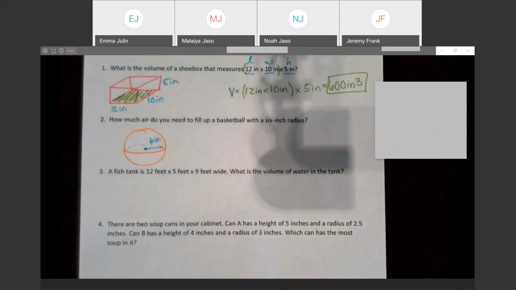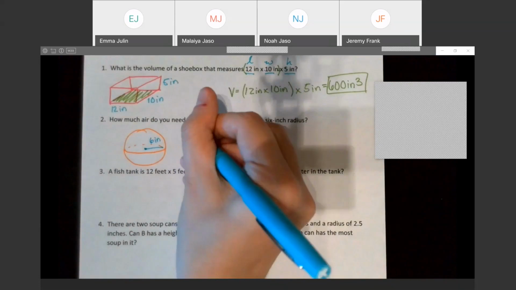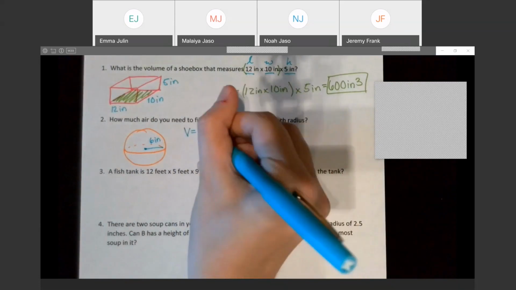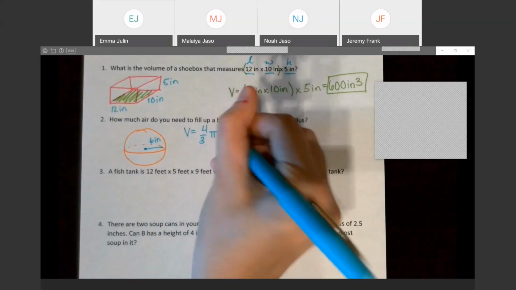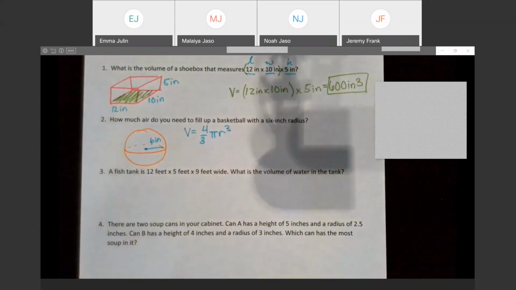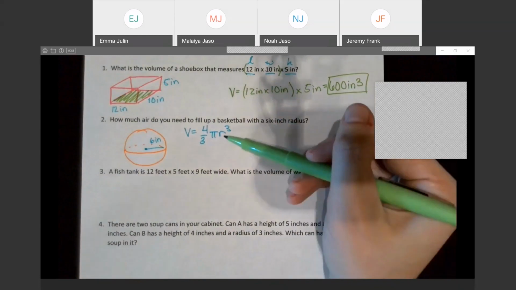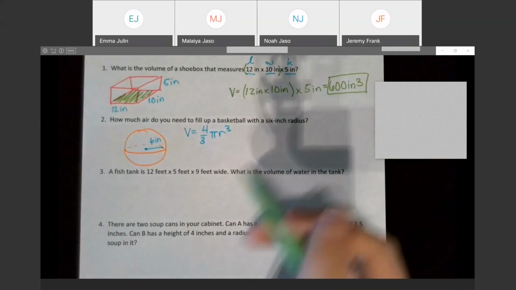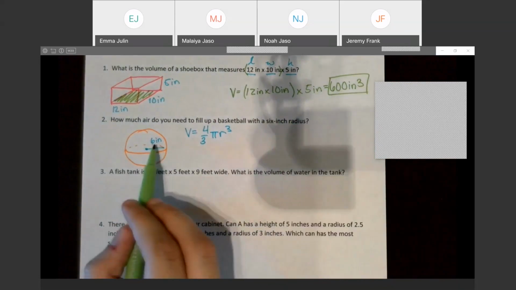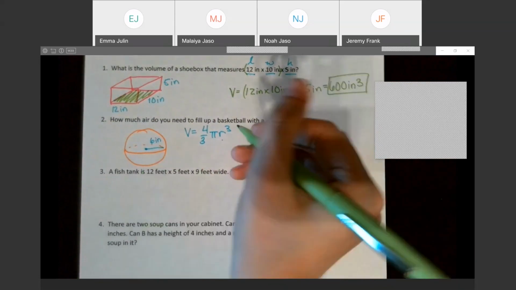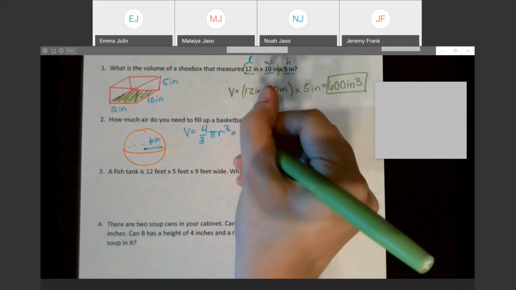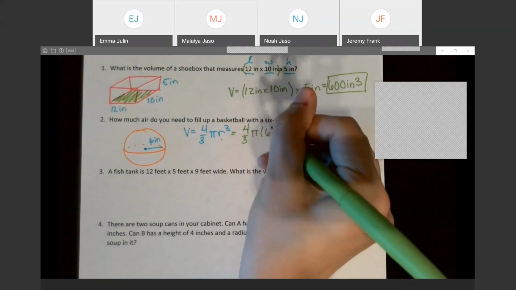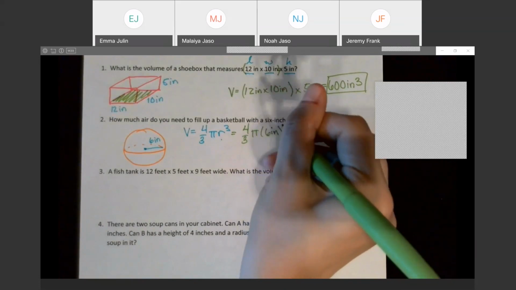Well, the volume formula for a sphere is volume is equal to 4/3 pi r cubed. The only missing value you have in this formula is the radius, but it's actually given to you right here, directly in the problem. So the only thing you have to do is just substitute in that 6 to the equation, which would mean we have a formula of 4/3 pi times 6 inches cubed.